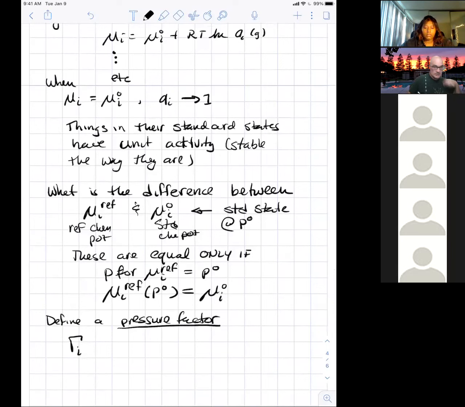We're going to define this with the big gamma, right? Because we always like to use a corresponding capital Greek letter to describe something that's similar to something we've already used for a small Greek letter. So we're going to define this large gamma, which is going to be our pressure factor, as the difference between the reference and the standard.